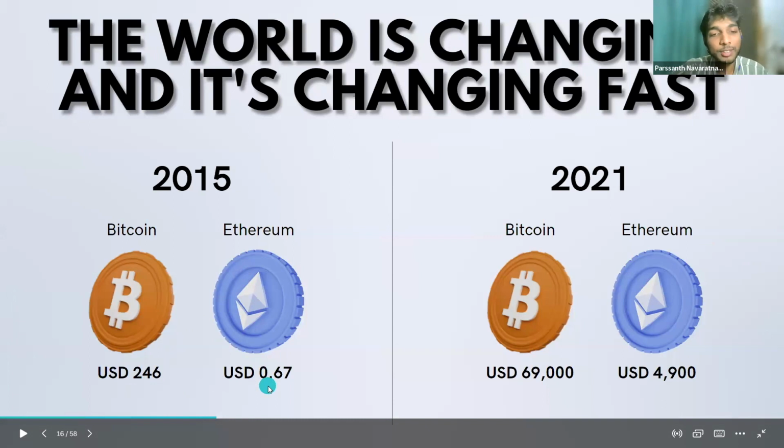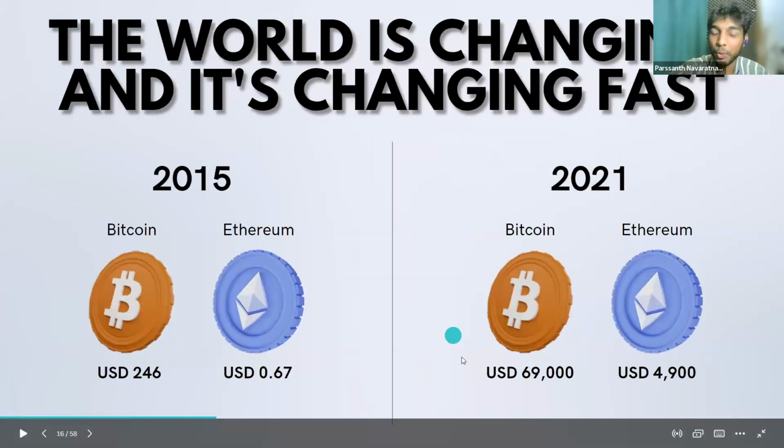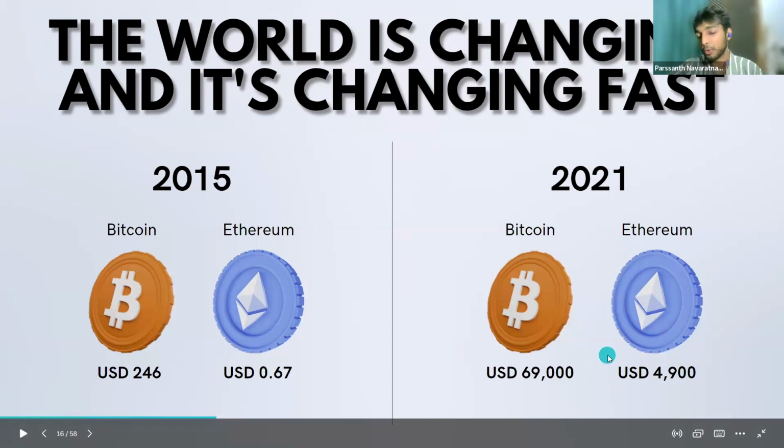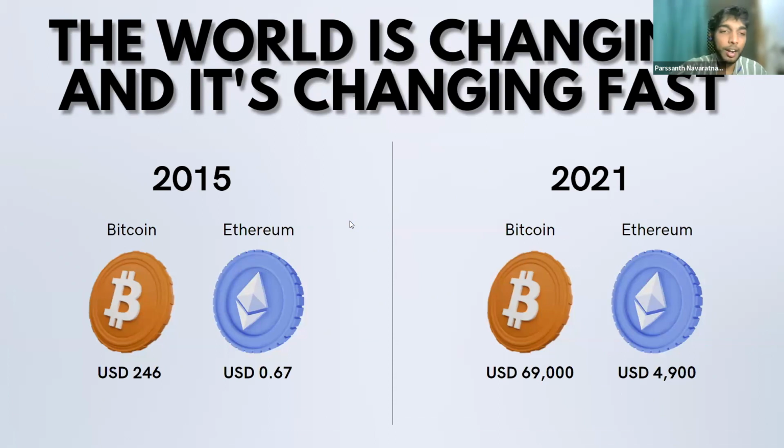And Ethereum was valued at 0.67 USD. And I find that so crazy. In 2021, the value of Bitcoin went up to 69,000 USD, and Ethereum by itself went up to 4,900 USD. Now, you have to understand that we are completely different from Bitcoin or Ethereum. I'm just giving you this real world case study on a very simple idea of changing finance.